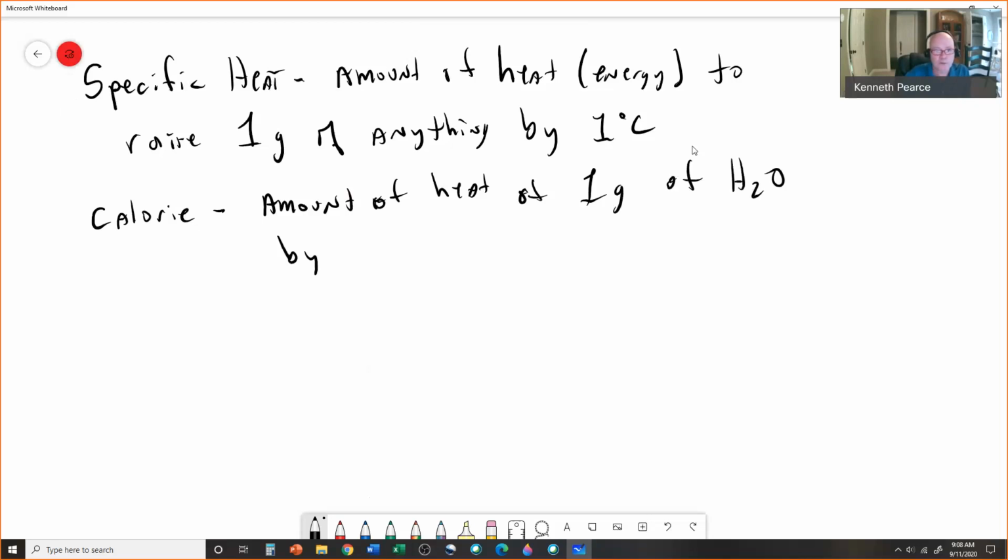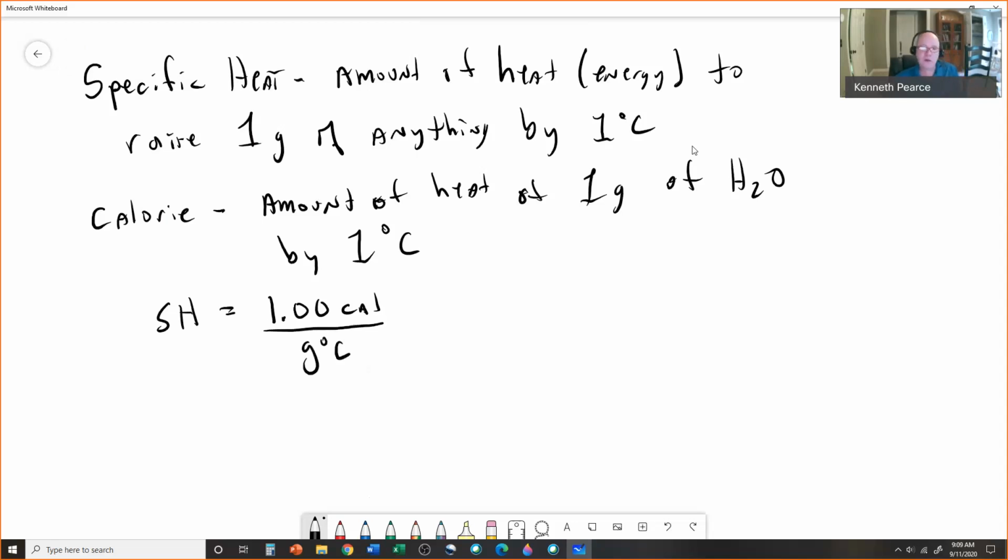By 1 degree Celsius. And if you look, they're very similar. And that's because the specific heat of water is 1.00 calories. Essentially, a calorie is the specific heat of water. And so we say the specific heat, and I'm going to abbreviate it SH, for water is 1.00 calories per gram degrees Celsius. We write it that way because it's 1 calorie for every gram for every degree Celsius. That's how we would say that specific heat, the way it's written out.